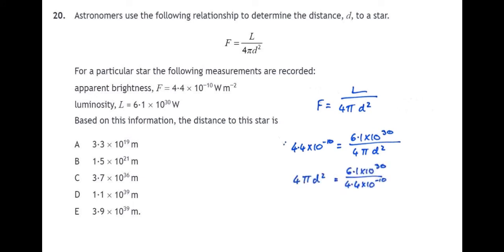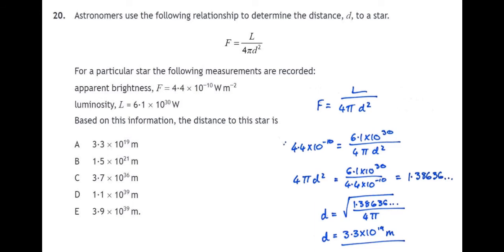So 4 pi d squared is going to be 6.1 times 10 to the power 30 divided by 4.4 times 10 to the power minus 10, which is 1.38636, and so on. D is going to be the square root of that divided by 4 pi, which is 3.3 times 10 to the power of 19 meters, which is answer A.